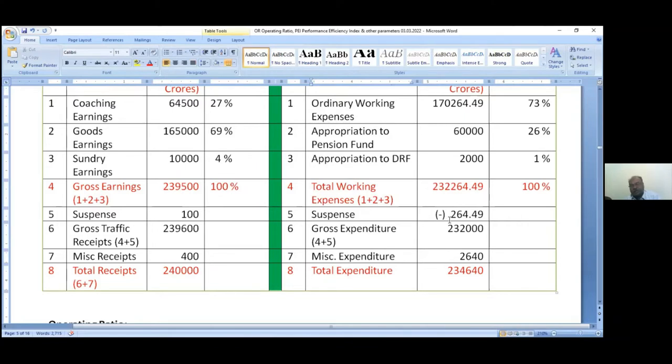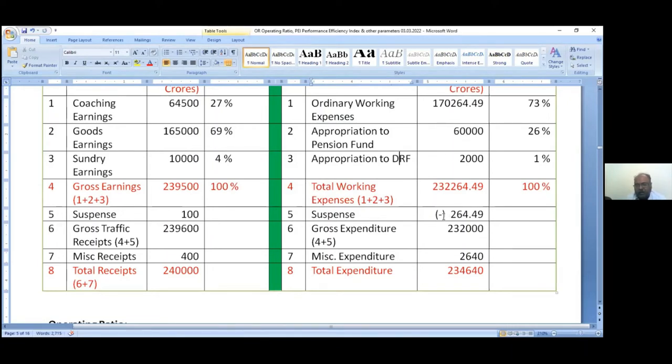What is suspense here? We have taken a minus figure. Minus means just minus. Plus means just add. Simple rule. In the calculation of operating ratio, it is a very simple rule. If the suspense is given as a plus figure, you just add. If the suspense is given as a minus figure, you just subtract.